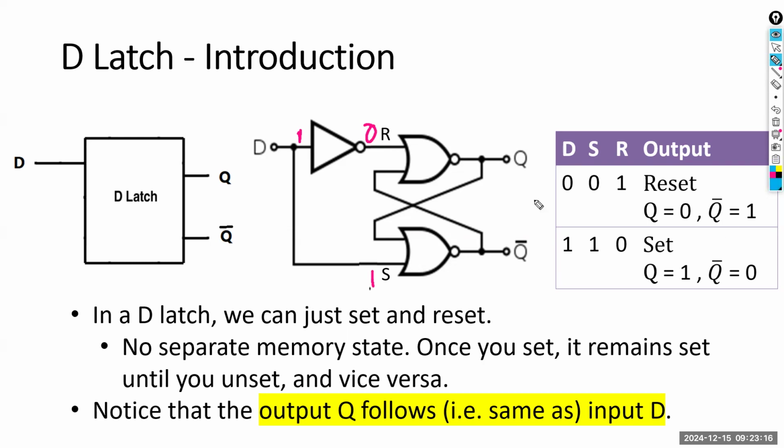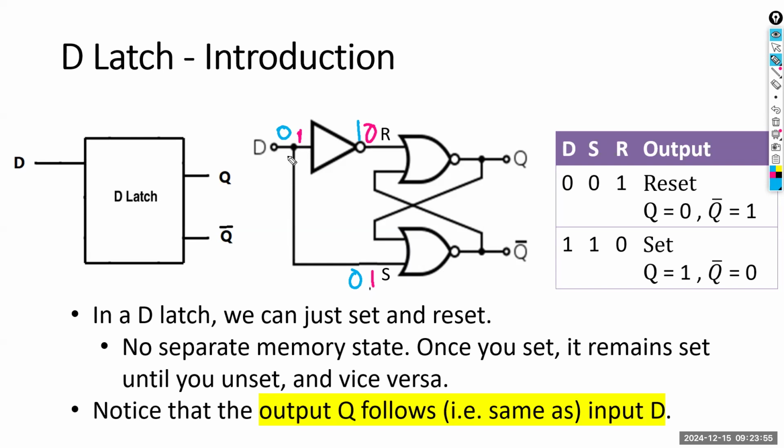Right? And we just call it D now, or data. When D is 0, now S is 0, R is 1 because not 0 is 1. So now we have again, we can set it or reset it. Set means D is 1, that is S1, R0. Reset is D is 0, then R1, S0. Okay. And those are the two things we can do with D: either make it 1 or 0. Okay.